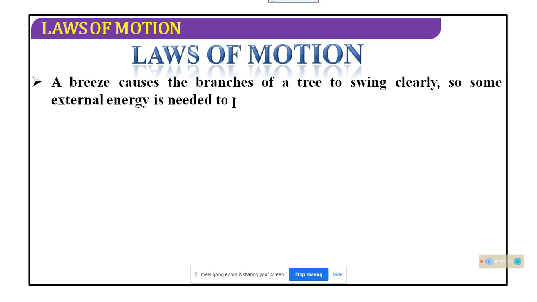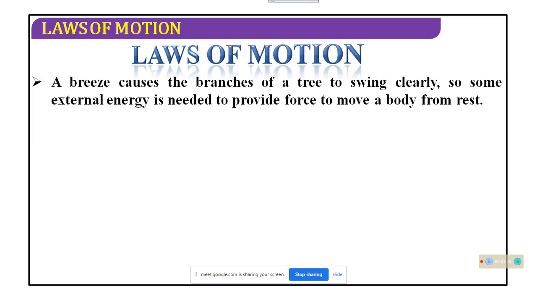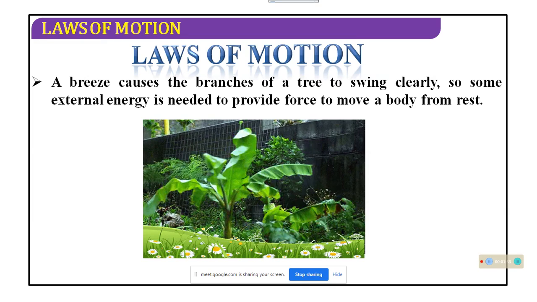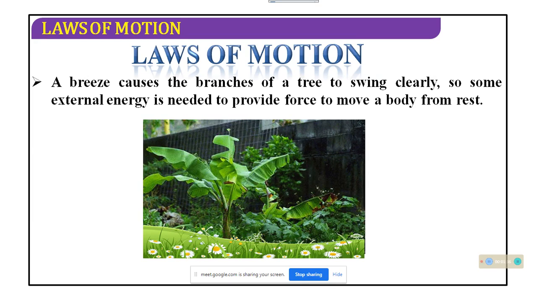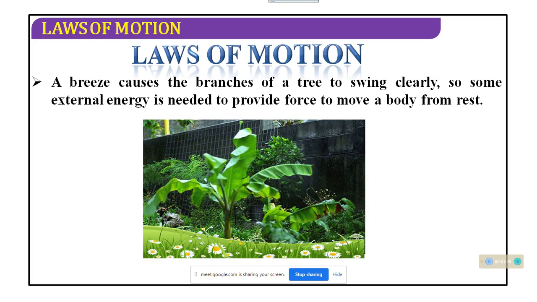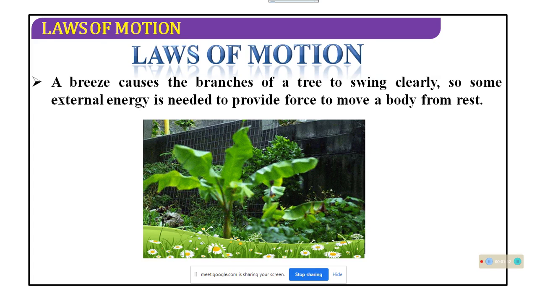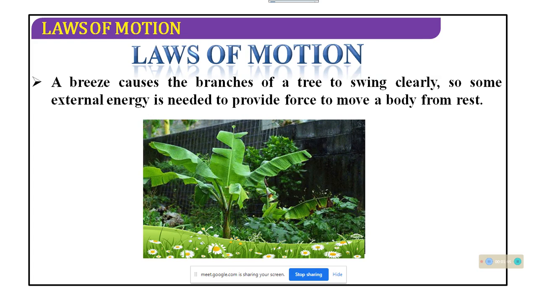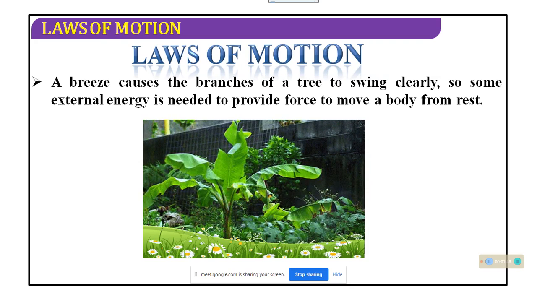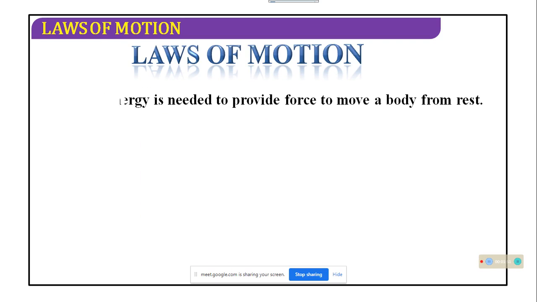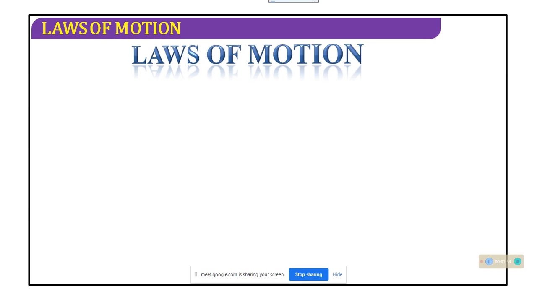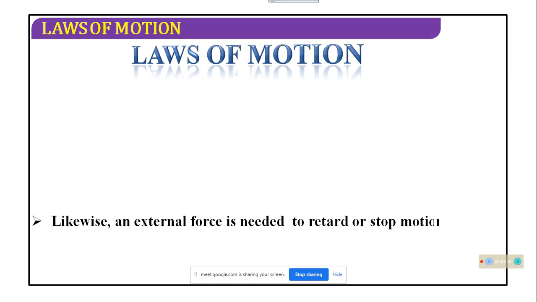A brisk wind causes the branch of a tree to swing, so some external force is needed to move a body from rest. So it is clear that if you want to change the state, that is from rest to motion, we have to give some external force. Likewise, an external force is needed to retard or stop motion.